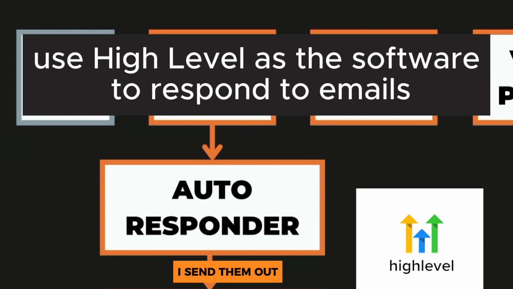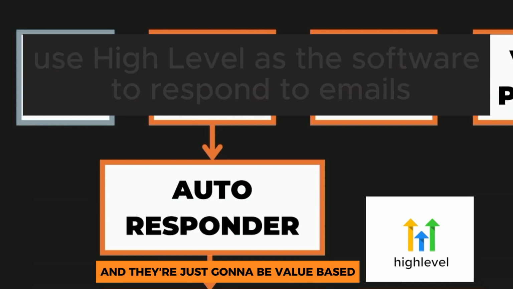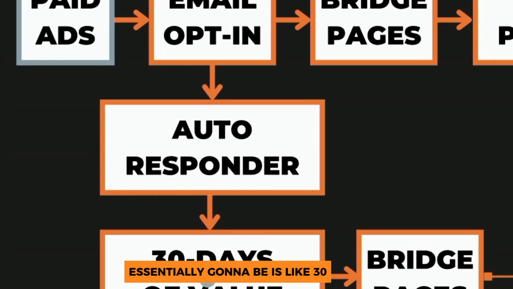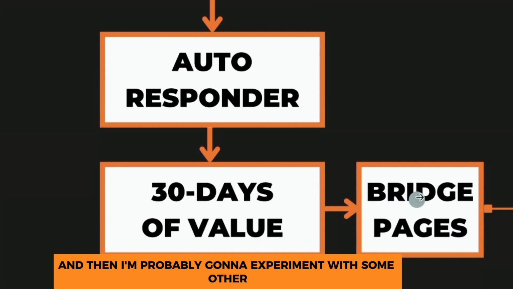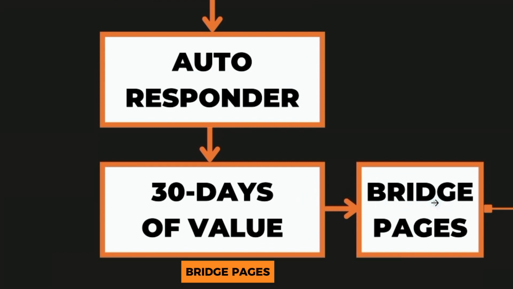I send them out maybe once every other day, right? Once per day, once every 2 days. And they're just going to be value-based. What they're essentially going to be is like 30 days of value. And then I'm probably going to experiment with some other bridge pages.